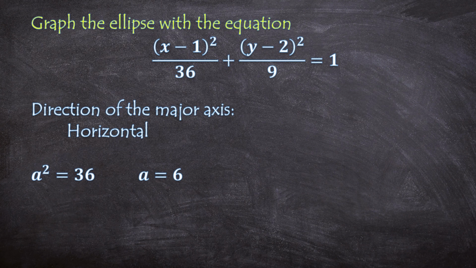So, let's look at our a. So, our a squared is 36. So, a is 6. b squared is 9. So, b is equal to 3.